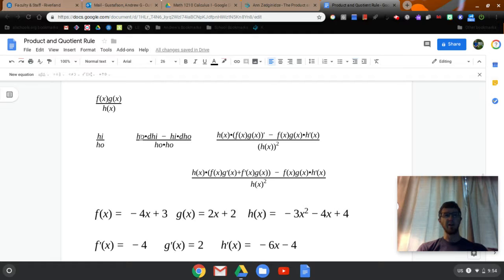So you've got the denominator times the derivative of the numerator minus the numerator times the derivative of the denominator, divided by the denominator squared. And that just doesn't flow off the tongue as well as "ho d high minus high d ho over ho ho." One thing you do have to be careful of is with subtraction, order matters. So you can't flip these around. You have to do the denominator, and I've got it written over here more precisely, the denominator times the derivative of the numerator.